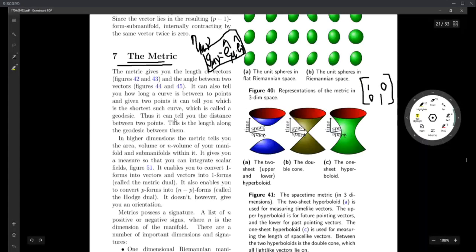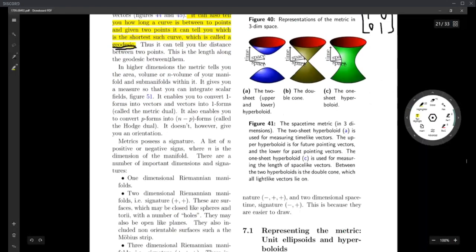And there's another interesting thing. Well, it can tell you the distance between two points, but it does so by something known as a geodesic. Very weird term, very interesting term. Let's keep this geodesic in mind for what we're about to see next. Because if you want to know the distance between two points, it's basically the length along the geodesic between them. Right? Let's just keep that in our head for a second.